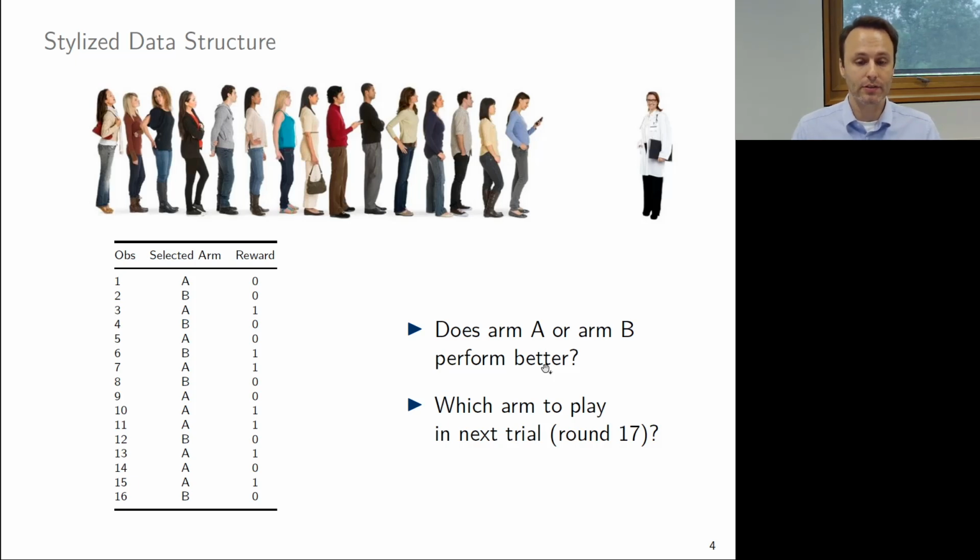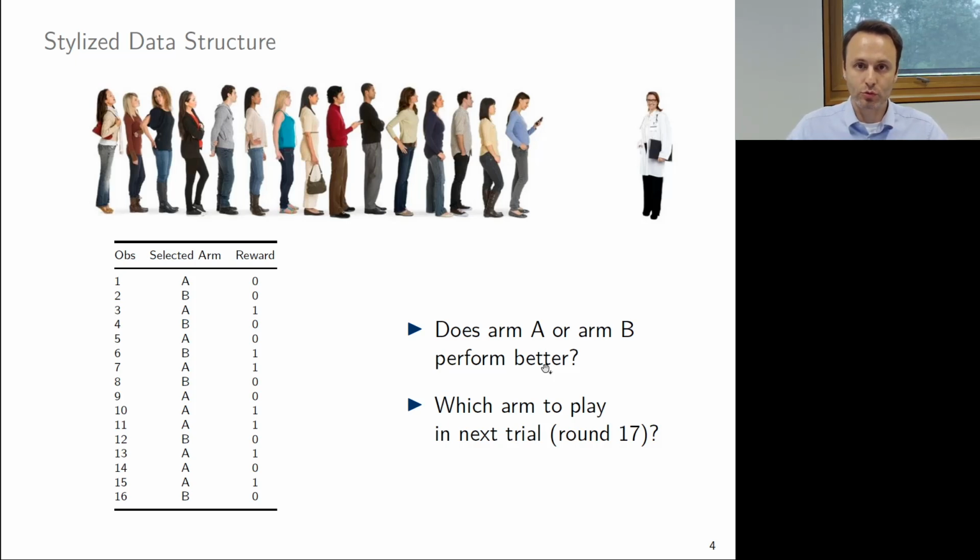Imagine you're a researcher and you have to treat cancer patients. You have two drugs, A and B, but you don't know how these drugs perform, what the success rate is in terms of how many people will survive and how many people will die. So if people survive, your reward will be 1. If they die, your reward will be 0. So you could code this like in the binary case. Now the question is, which arm does perform better, and also which arm should I play?